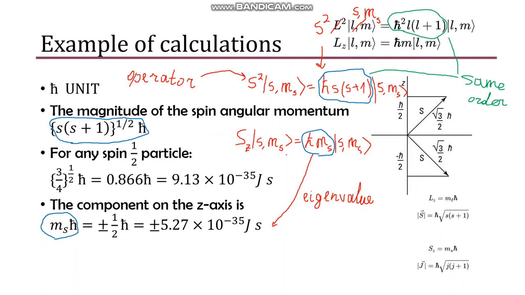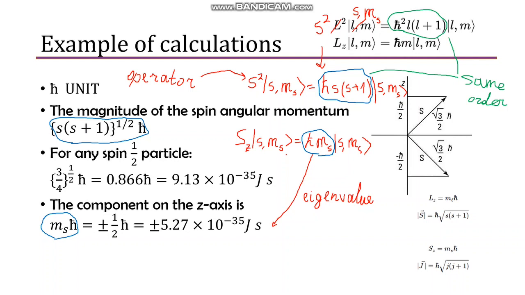These are angular momentum operators, which are very similar to spin operators. You just need to change quantum numbers from L to S and from M to MS. These are the corresponding eigenvalues that we are going to calculate. We calculate the magnitude of the spin angular momentum for any particle with spin 1/2, and we also calculate the component on the z-axis.